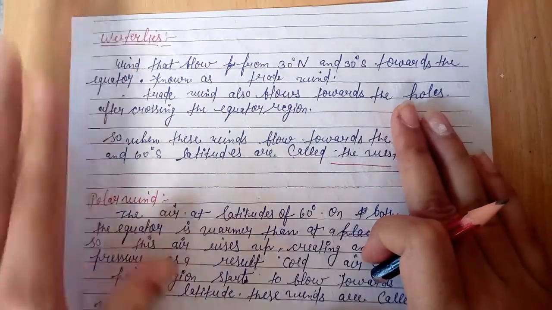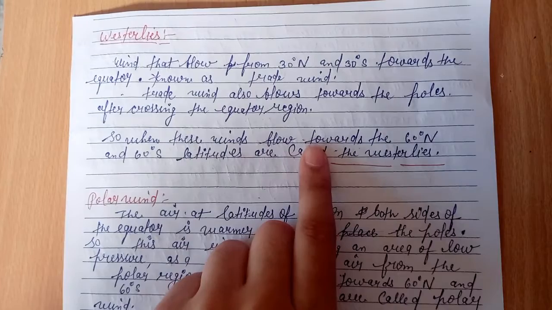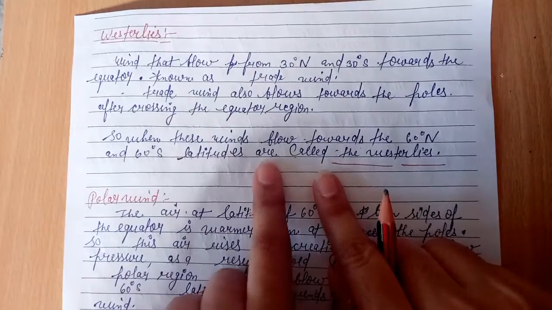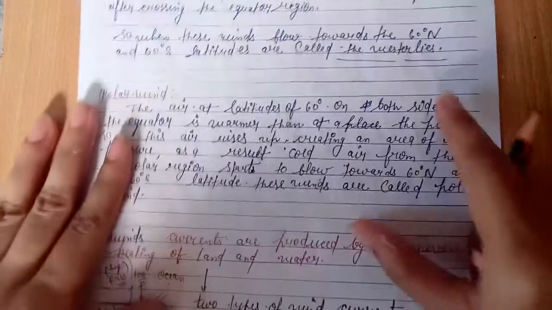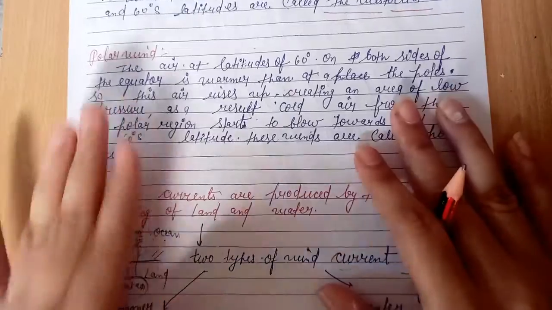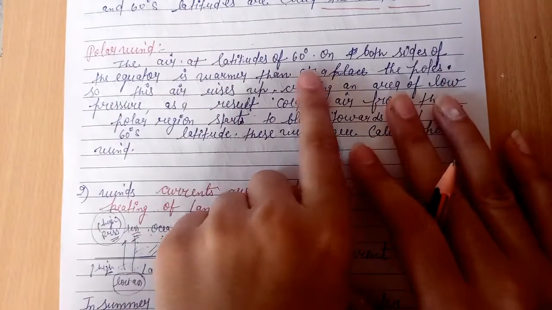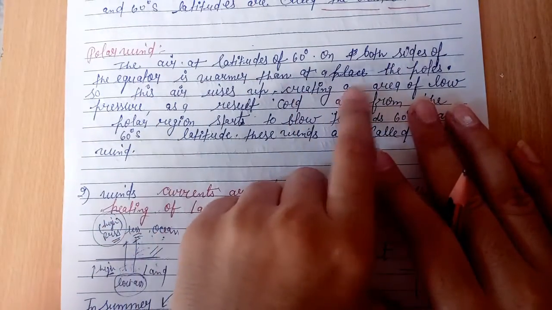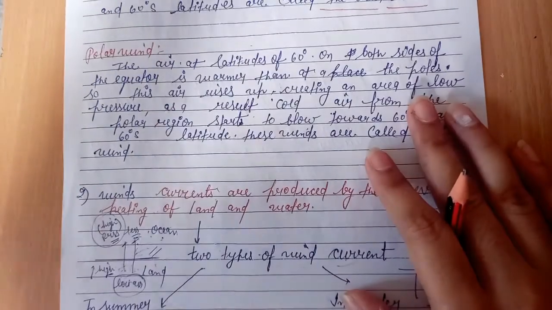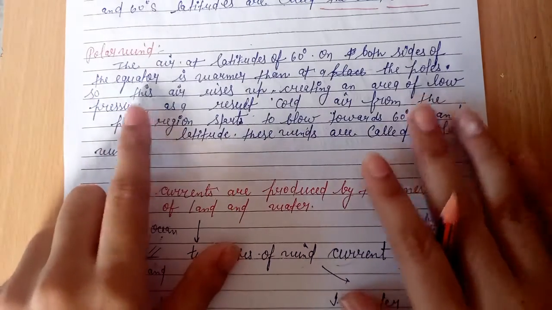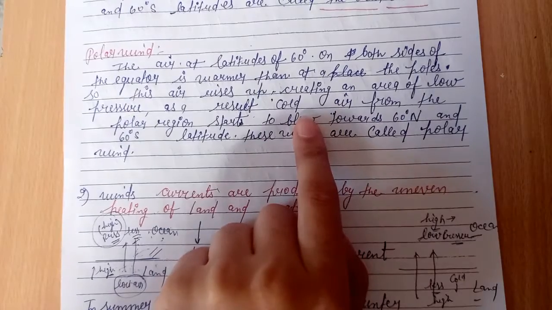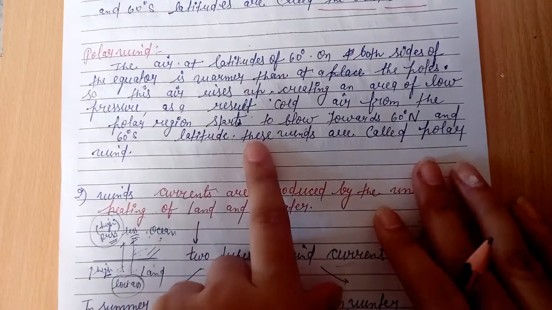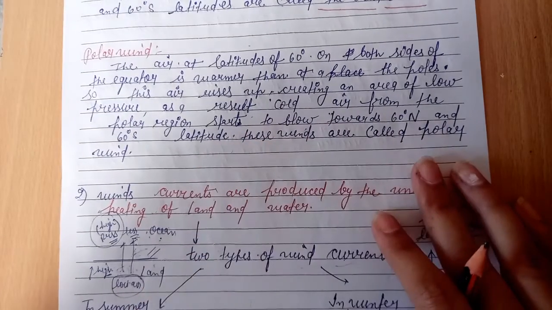Next is westerlies. When these winds, trade winds and polar winds, blow towards the 60° north and 60° south latitudes, they are called westerlies. And what are polar winds? The air at latitudes of 60° on both sides of the equator is warmer than at the poles. So this air rises up, creating an area of low pressure. As a result, cold air from the polar region starts to blow towards 60° north and 60° south latitude. These winds are called polar winds.